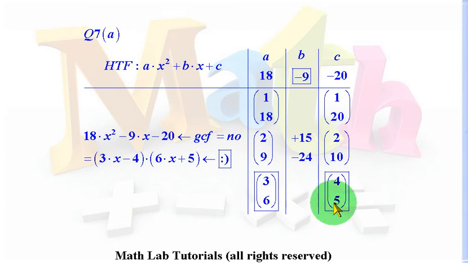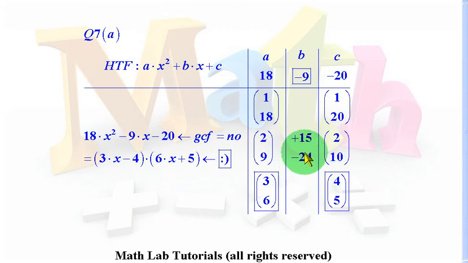3 times 5 is 15. 6 times 4 is 24. Is there any way to add or subtract 15 and 24 in order to get 9? And the answer is yes. So you've hit the mark. 3 and 5, 6 and 4. You put down 3 times 5 is 15. Put it down. Don't worry about the plus sign. 6 times 4 is 24. Put it down. Don't worry about the minus sign.